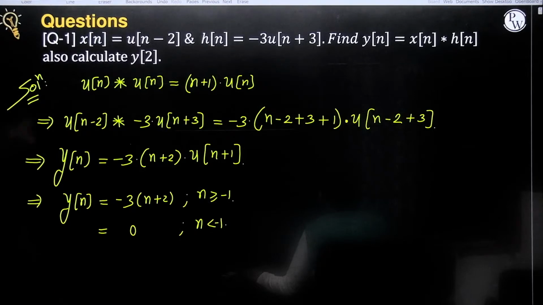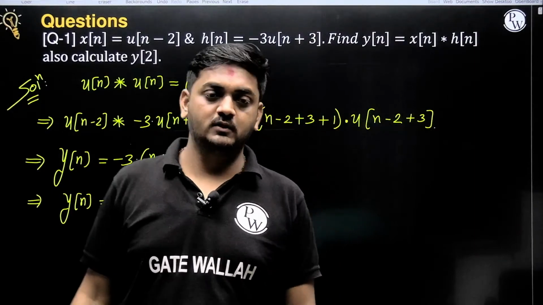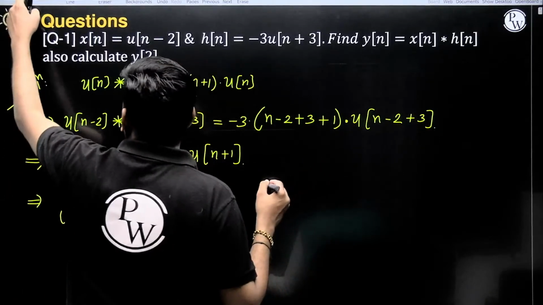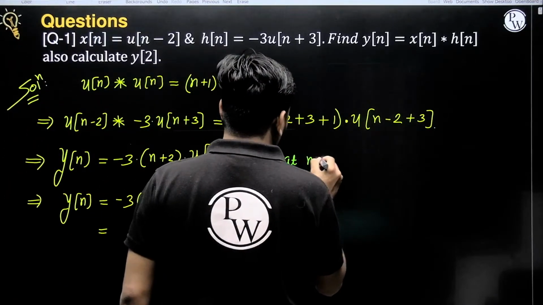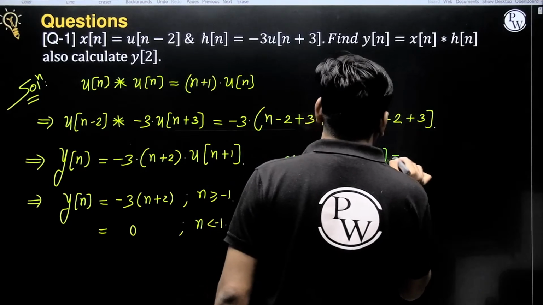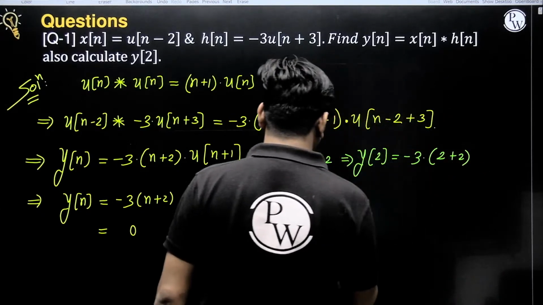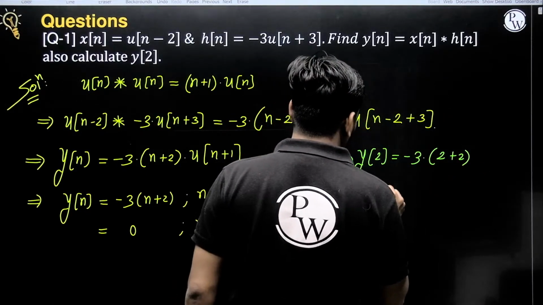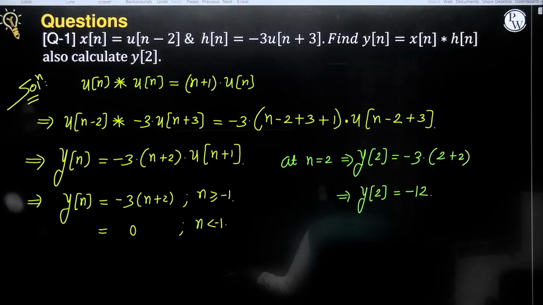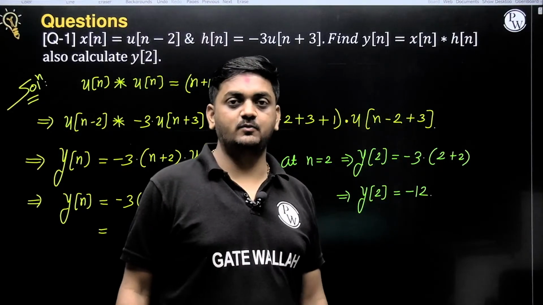Are you getting it? Now they are asking to also calculate y of 2, guys, for n equal to 2. Now you can see n equal to 2 is greater than the boundary, so here you have to put n equal to 2, guys. At n equal to 2, y of 2 is equal to minus 3 times (2 plus 2). So for a numerical answer type question, y of 2 is equal to minus 3 into 4, which is minus 12, guys, correct? Fine. This way they can ask a numerical answer type question.